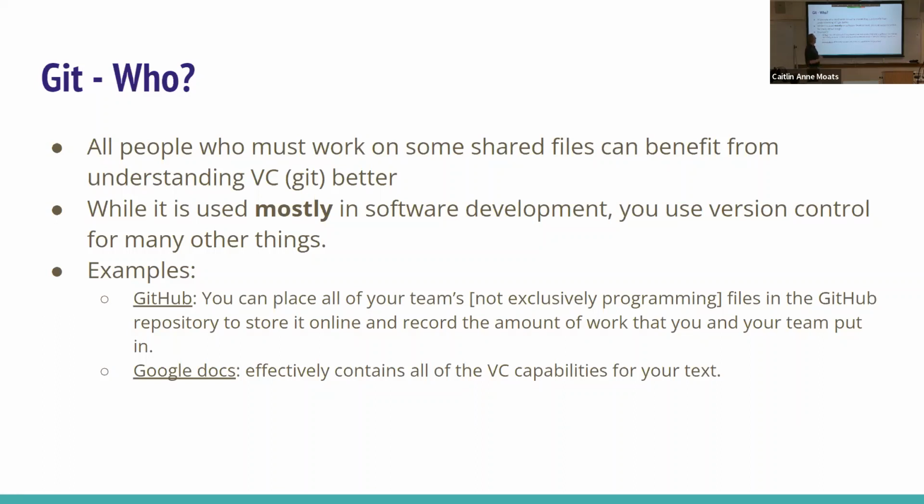You can place all your team's programming files on a GitHub repository, stored online, and record the amount of work the team put in. But the other thing is it doesn't have to be just source code and plain files. You can save all kinds of different things, and then you can get new versions of those, and you can commit those and save them. Going back to Google Docs, it effectively contains all your version control capabilities for whatever word processing document or whatever you want to build.